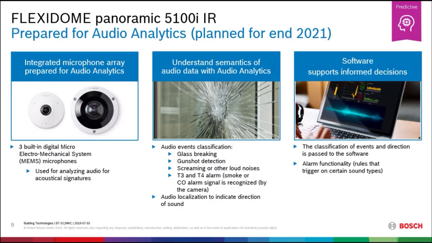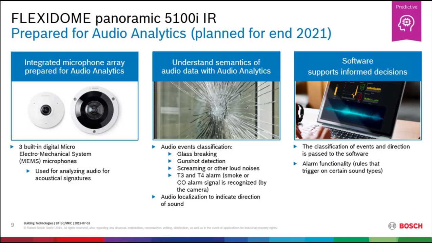So with the audio analytics, this is one of the newest things that we'll be introducing later this year. The cameras come with 3 MEMS microphones, so they're digital microphones, they're not analog microphones, and it's used for analyzing the audio acoustic signatures. So when people are saying, well, we're recording audio, with the digital microphones, it's actually a discriminator. It's listening for specific acoustical signatures. It's not actually listening to audio. You can use it for audio, though.